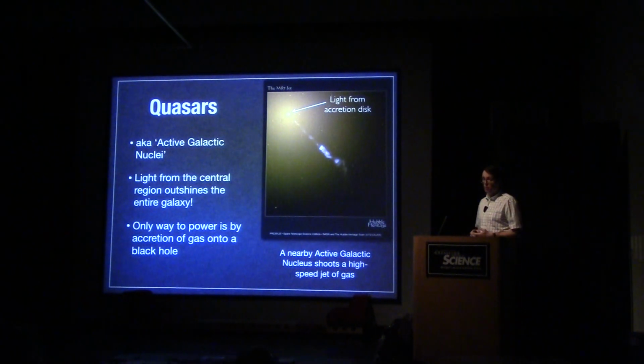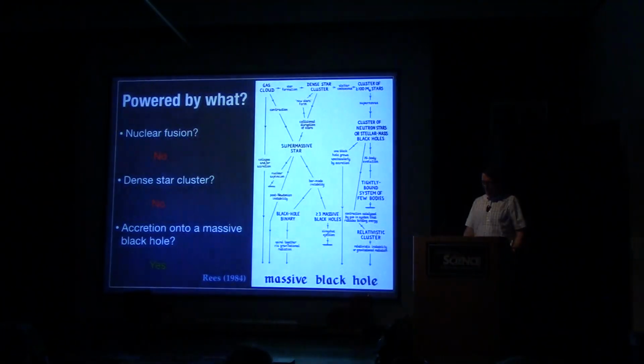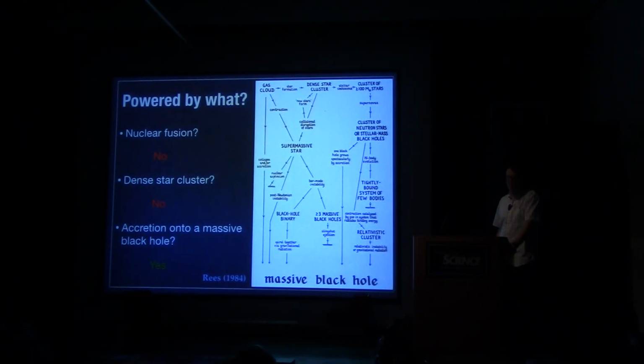And the only way you can produce that amount of light from that small a space is from this process of accretion. And you can play games and ask questions about whether this is really the only way to do it. Can you power this in any other way? Can you do it, for instance, just by making a really large star, powered by nuclear fusion? Or can you do it by having a really dense cluster of stars?